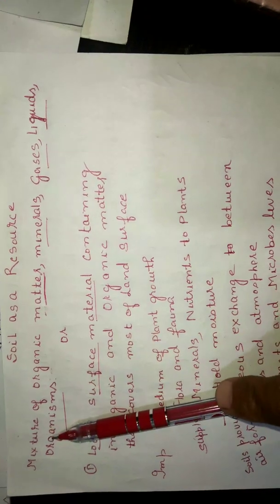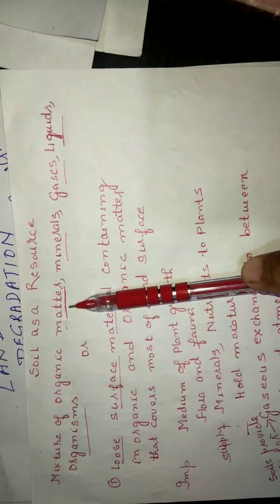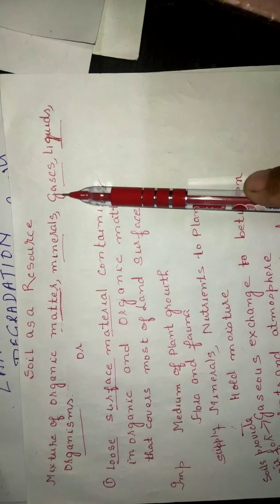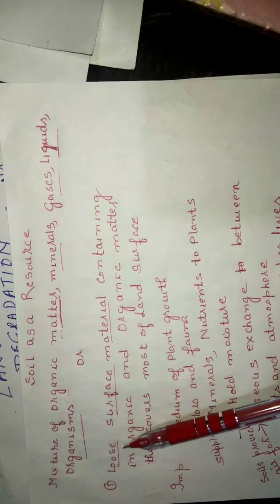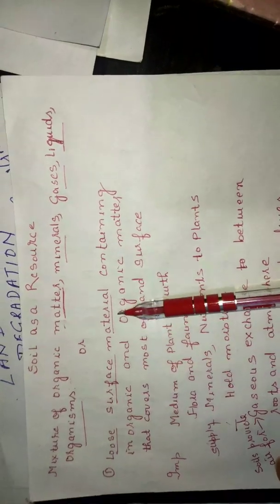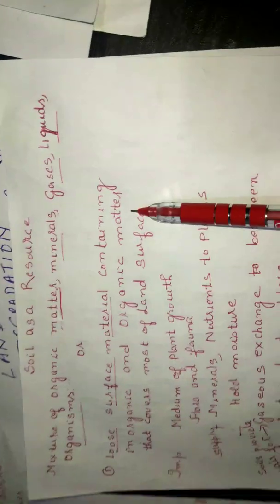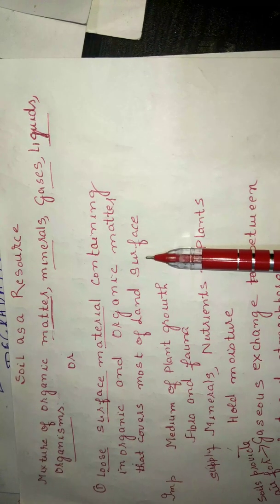And the topic is soil as a resource. Let us define what is soil. It is a mixture of organic matter, minerals, gases, liquids, organisms is known as soil. Or we can define it in other way, loose surface material containing inorganic and organic matter that covers most of land surface is known as soil.